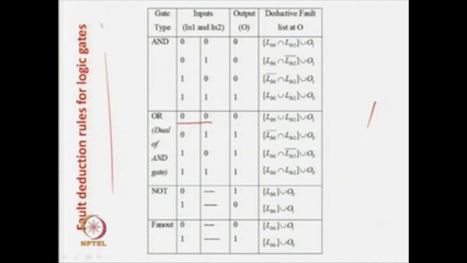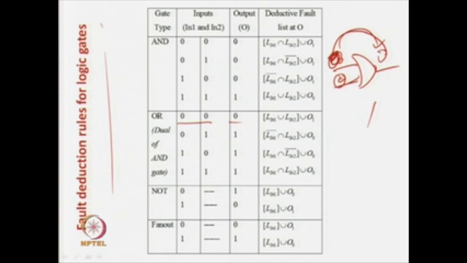So, if it is 0 0, the output is 0. This is an OR gate. If both of them are 0, the output is 0. We know that in case of an OR gate, if you apply a 0 over here, whatever impact there is over here gets propagated because it is the dual of an AND gate. In case of an AND gate, if one input is 1, then whatever happens the other input's faults get propagated. In case of an OR gate, it is just a dual. So, if both of them are 0, whatever is here propagates over here.